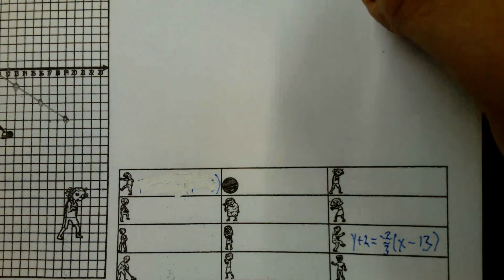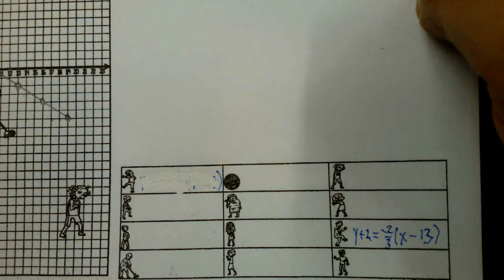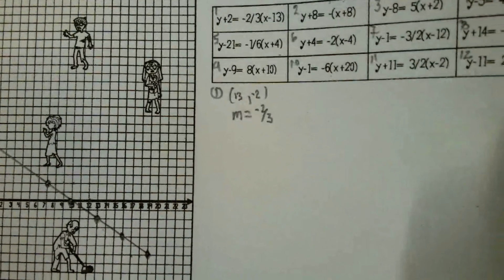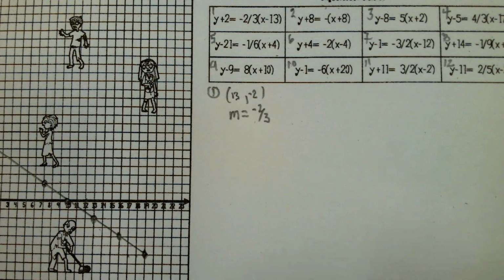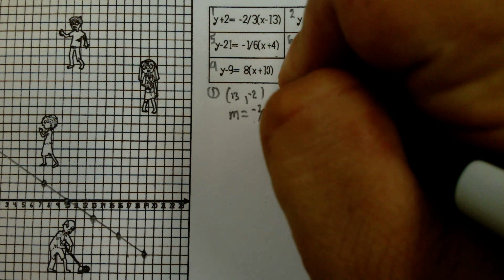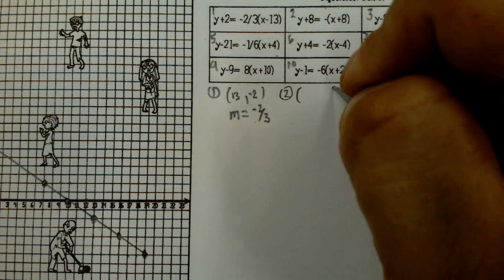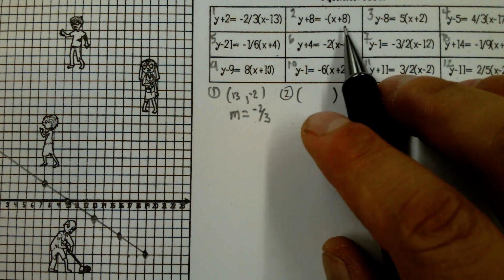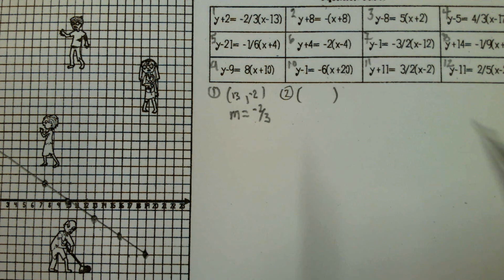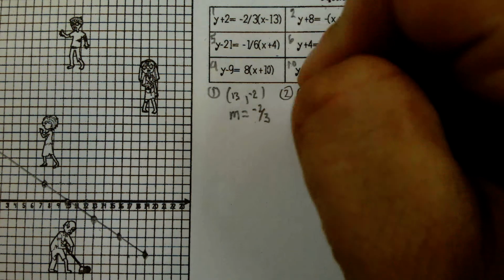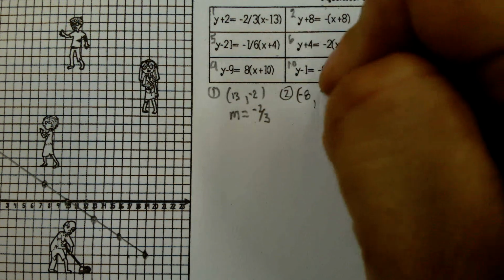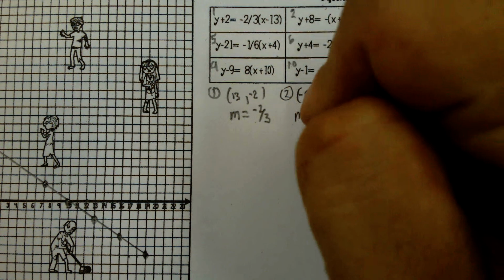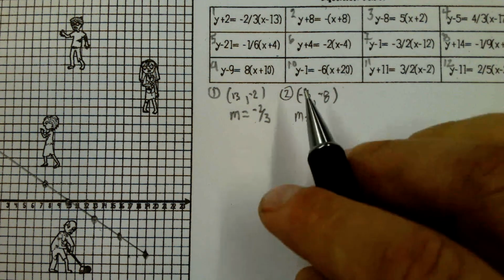All right, so it goes there. Let's go on to number 2. So let's extract the point. It's going to be 8, 8 or negative 8, negative 8. Negative 8, negative 8. And then we want the slope, which is, huh?